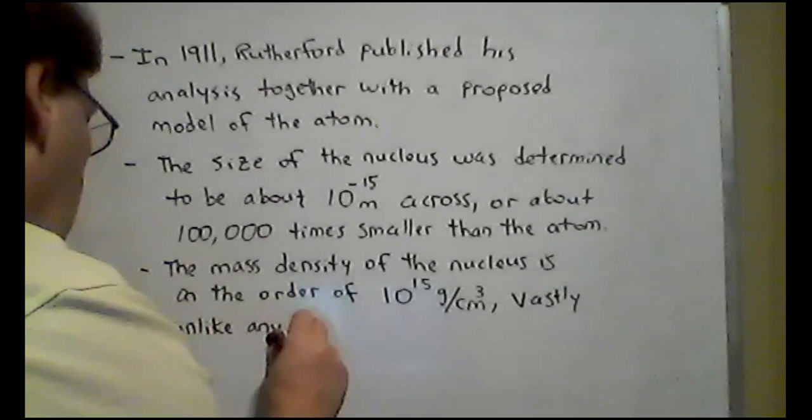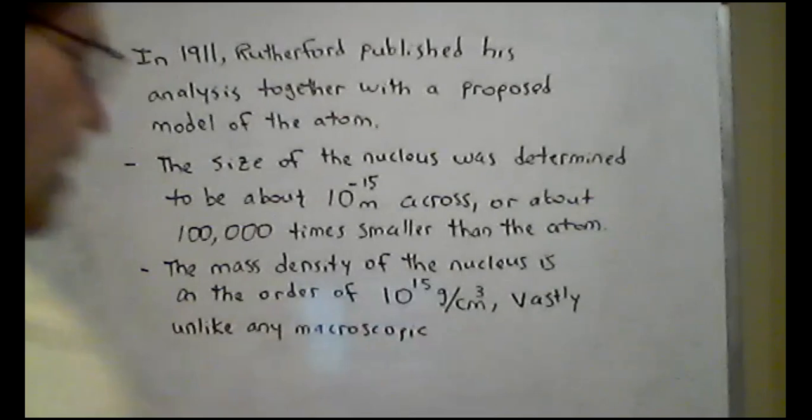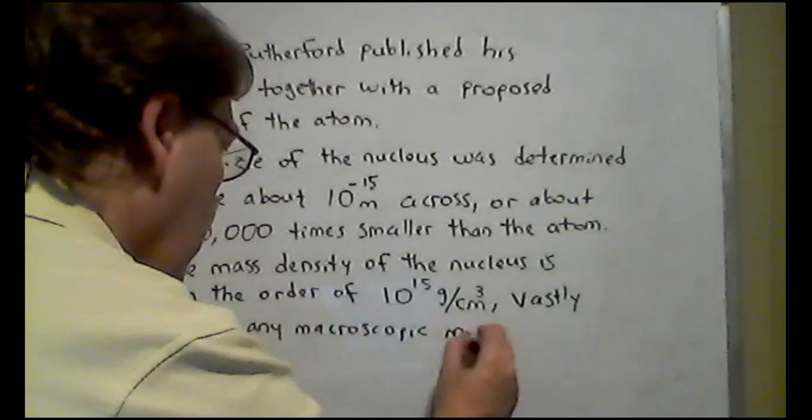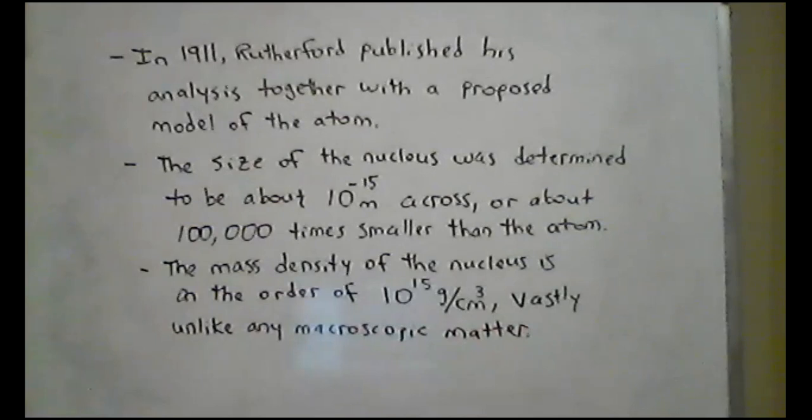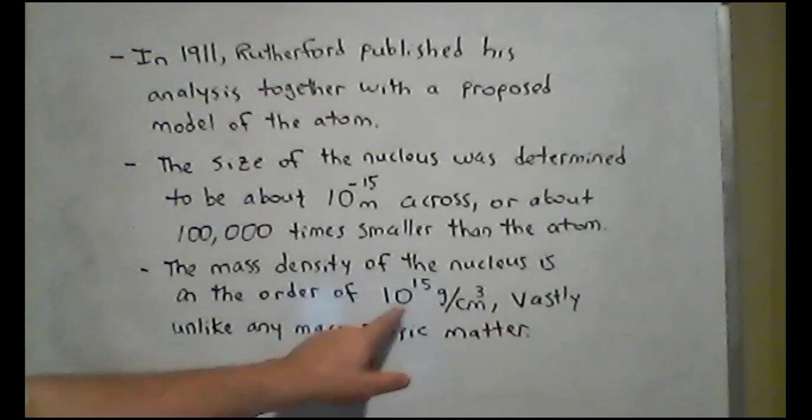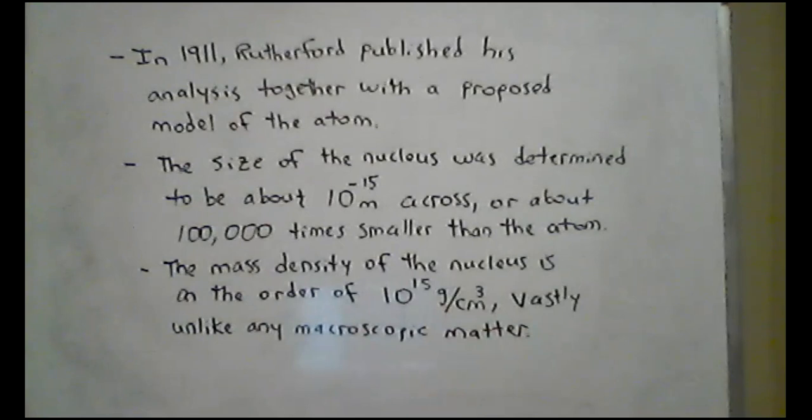I mean, the sheer density of nuclear matter. Just imagine, the density of water is 1 gram per centimeter cubed, right? We're talking about 10 to the 15th grams per centimeter cubed. This is the incredible density of nuclear matter. And this is one of the things that made Rutherford a little shy at publishing at first, because these are insane numbers.